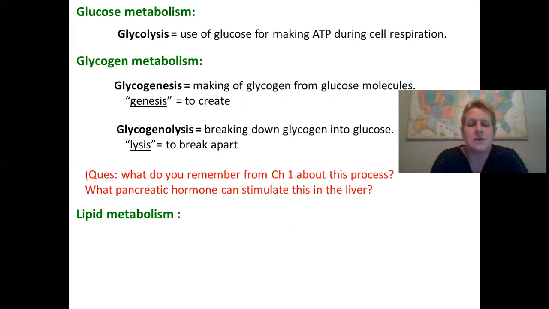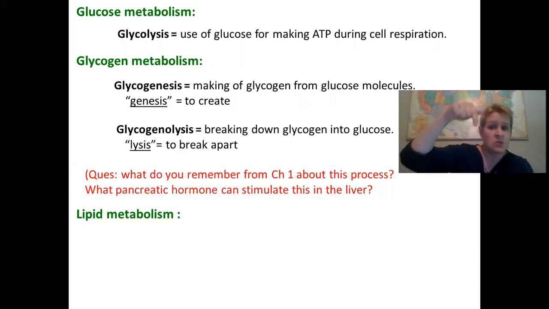Okay, so question. What do you remember from chapter 1 about this process of glycogenolysis? What pancreatic hormone can stimulate glycogenolysis in the liver, or the breakdown of glycogen into glucose, which is released into the bloodstream? First of all, why would the liver need to break down glycogen into glucose and release it into the bloodstream? Number one, it's when there's not enough blood glucose. Blood glucose is too low.